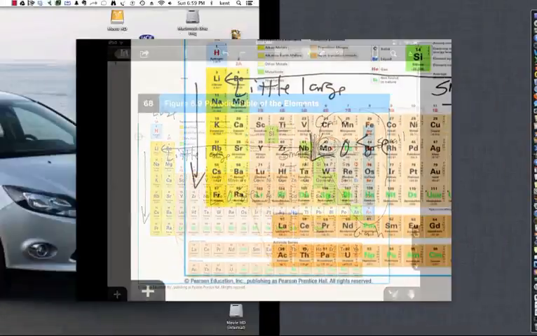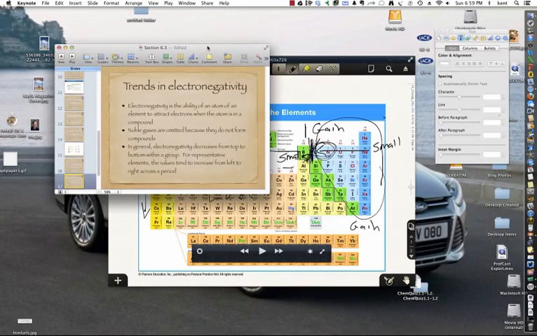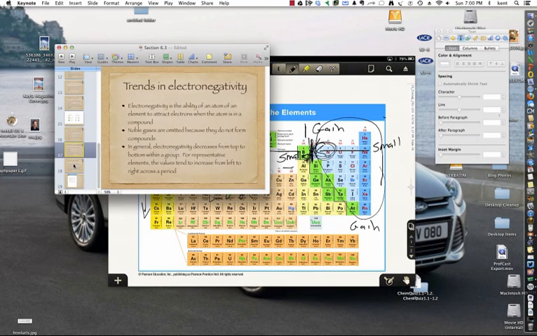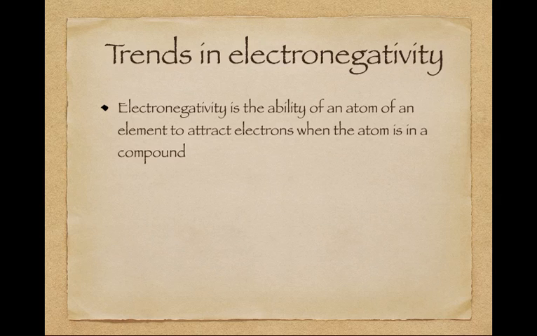Okay, back to our... let's go to trends in electronegativity now. We got one more. All right, electronegativity is the ability of an atom to attract electrons.